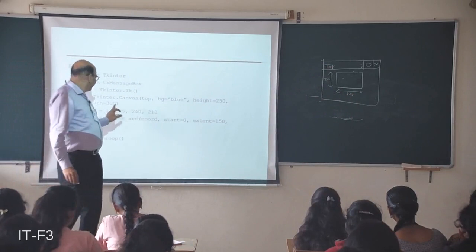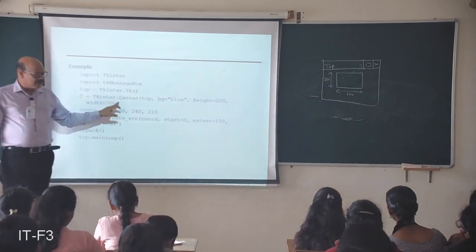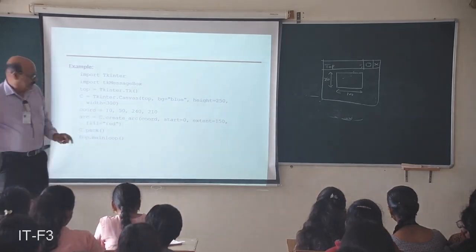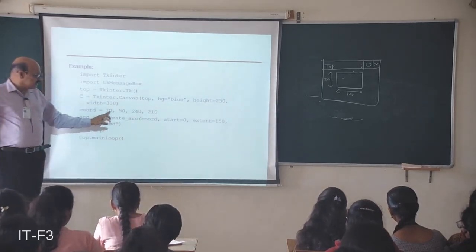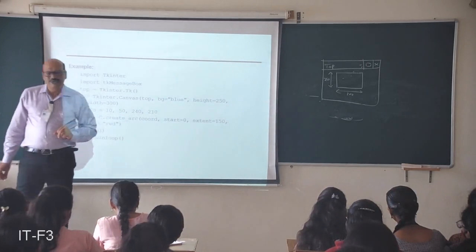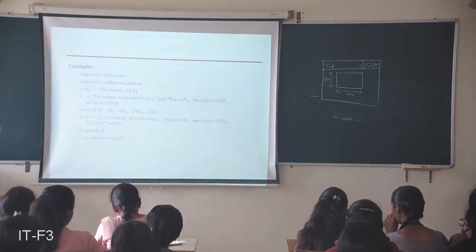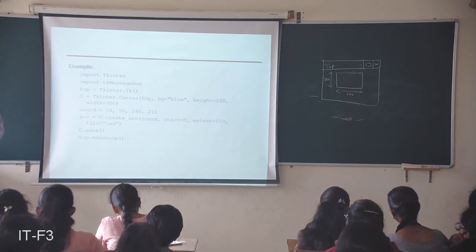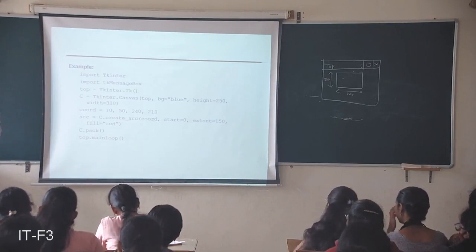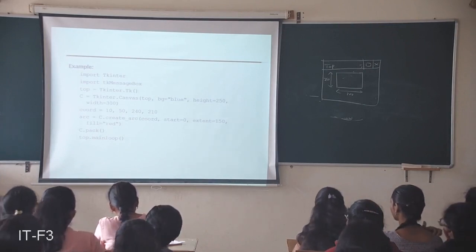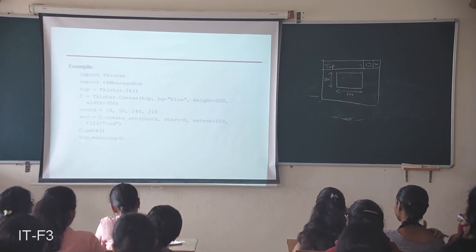And then, after creating the canvas, we are defining these values: 10, 50, 240, 210. What is this basically? Coordinates, okay. Which type of data type is it? Int. Can we assign multiple values to an integer? List, so what is the syntax?